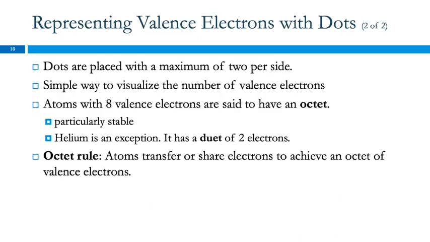So here's a summary of the instructions about the dots. We place them with a maximum of 2 per side. It's just a simple way to visualize the number of valence electrons.